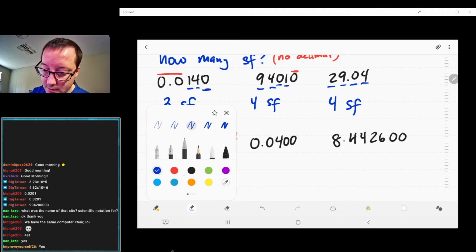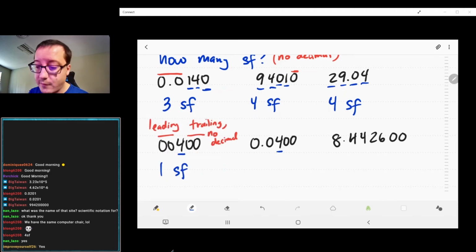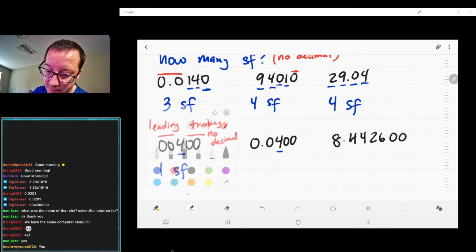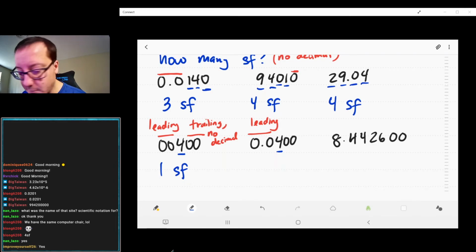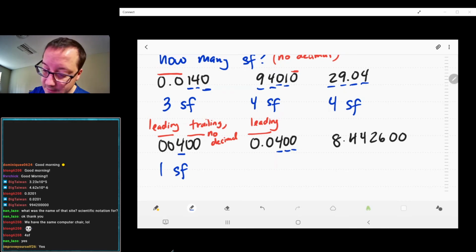Next number, we have non-zero. Do we have leading zeros? We do. Remember, leading zeros don't count. Never count those. Do we have zeros in between? Nope. Do we have trailing zeros? Yes, we do. Do we have a decimal? We do. So those will count because we have that decimal. So this will have 3 significant figures overall.